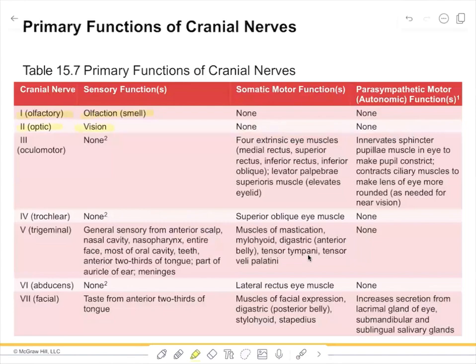Cranial nerve 3 is called the oculomotor, and it is primarily going to be just motor. So notice that it has no sensory function.